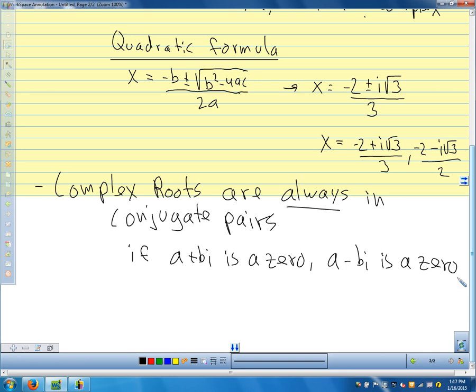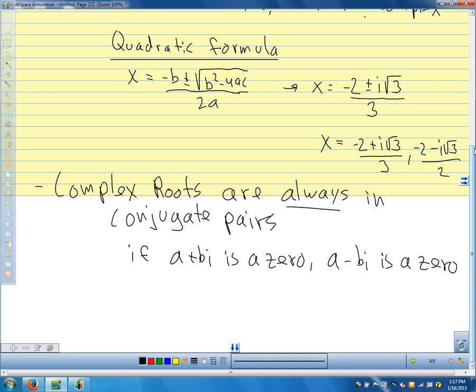All right, questions on what we've done here? All right, so what I want to do is go through a few examples of how we are going to use this information and add it on to what we already know about finding zeros of polynomial functions.